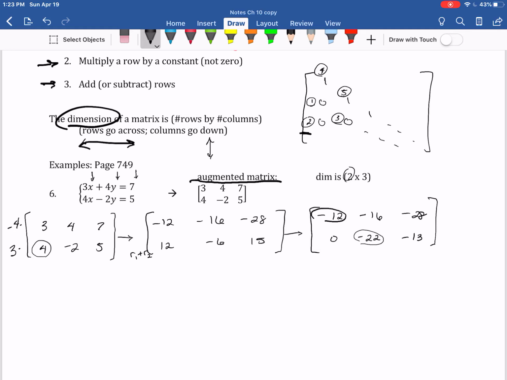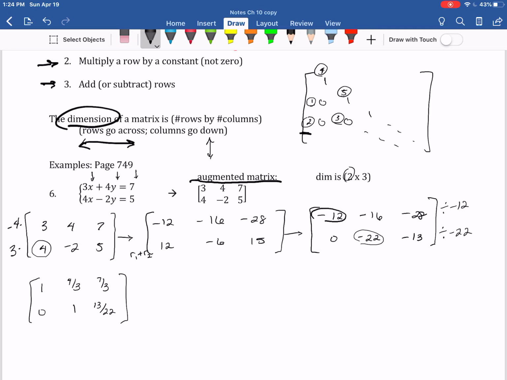So I'm going to be dividing the top row by negative 12 and the bottom row by negative 22. And so what you see as a result is going to be 1, and then negative 16 divided by negative 12 is 4/3. We'll write that as a fraction, 4/3. And 28 over 12, if I divide each by 4, I get 7/3, and that is positive. And the bottom row, 0 and 1. And then 13 divided by 22, I'm not going to round that, I'm just going to keep it as a fraction, just like that. And so now you're done.